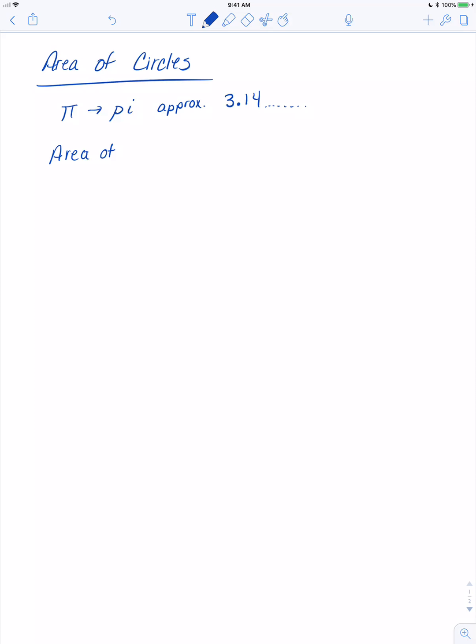So the area of a circle, the formula for that is pi r squared. Okay, so our pi can represent that 3.14, or you can use your calculator and it will use the numbers that go on forever, and r is your radius. So you might ask, what's the radius of a circle?